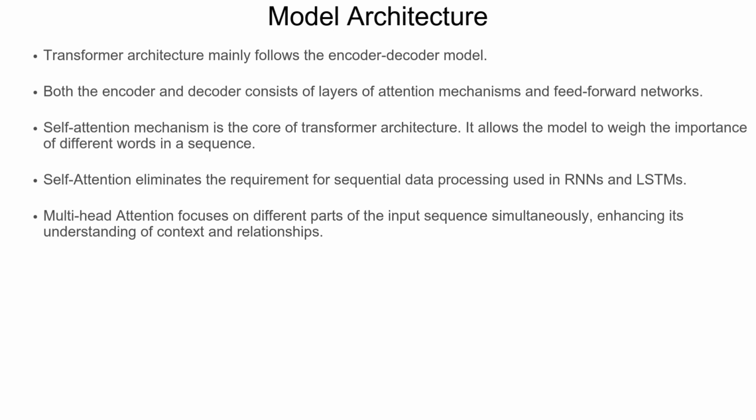Self-attention mechanism is the core of transformer architecture. It allows the model to weigh the importance of different words in a sequence. Self-attention eliminates the requirement for sequential data processing, which we use in RNNs and LSTMs. Also, it uses multi-headed attention, which focuses on different parts of the input sequence simultaneously, enhancing its understanding of context and relationships.